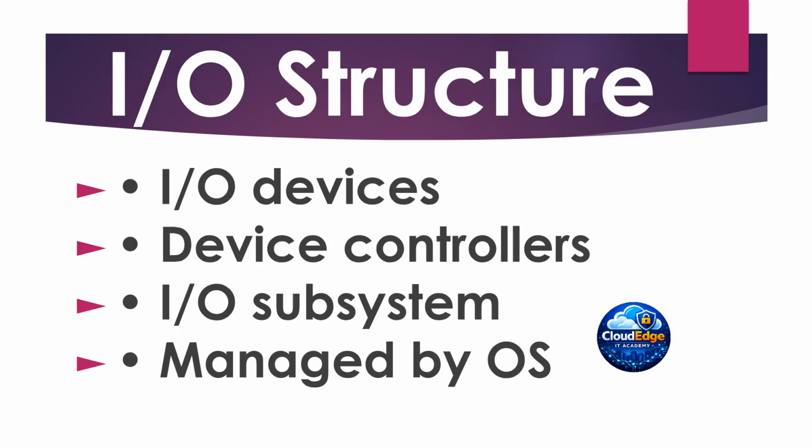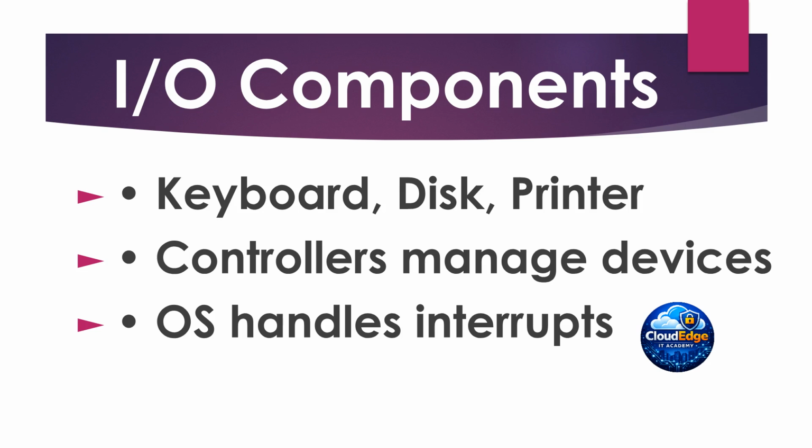The I/O structure includes I/O devices, device controllers, and the I/O subsystem, all managed by the operating system. I/O components include devices like a keyboard, disk, and printer. Controllers manage these devices, and the OS handles system interrupts.